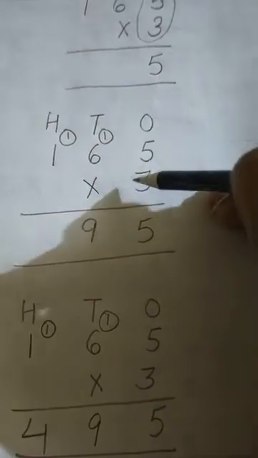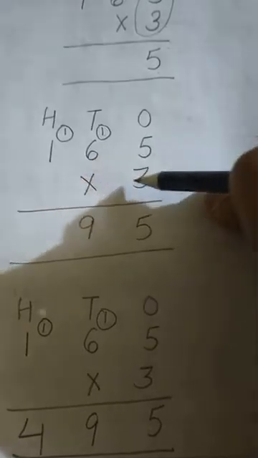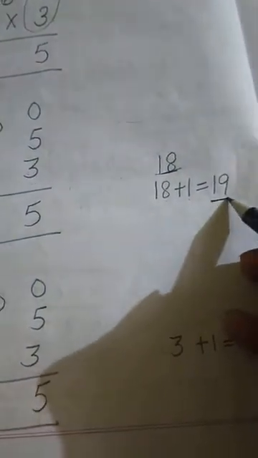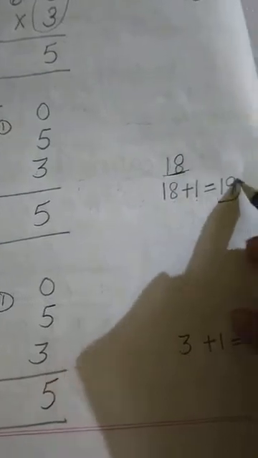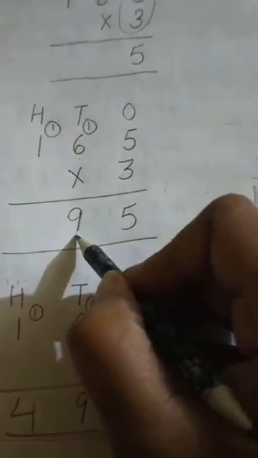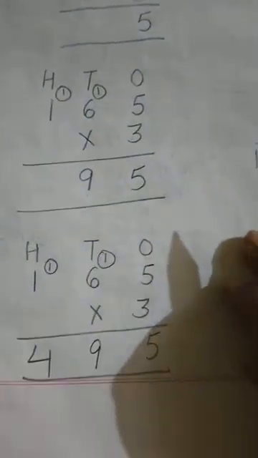Now see what we will do next. Firstly we have done 3 5s are 15, and 1 carries over. Then 3 6s are 18. We will get 18, and the 1 carried over will be added to 18, and we will get 19. From 19 we will write only the ones place digit, that is 9, and this 1 will be carried forward to the hundreds place digit.